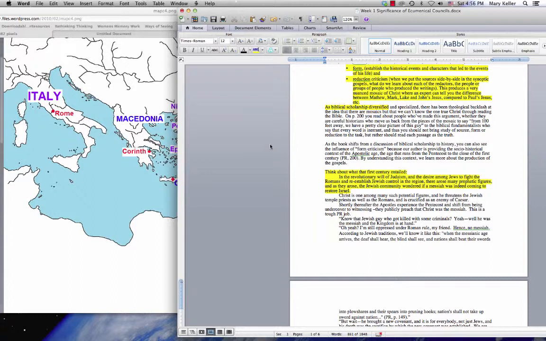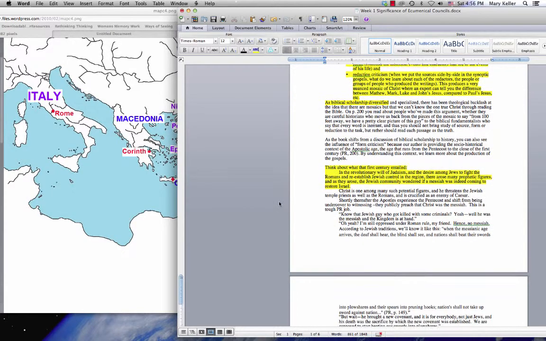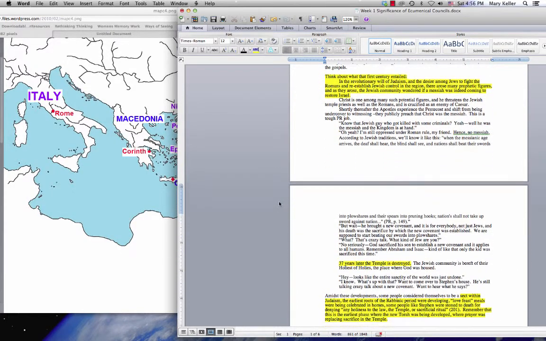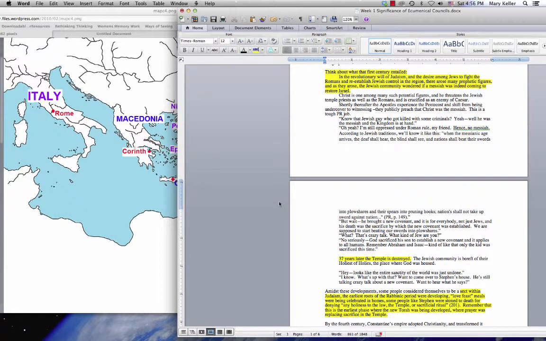question, because it's mundane, right? He's up there being killed with two other guys who are criminals. So there's a mundanity to it. And just to try to be a little bit humorous here, imagine in the confusion a dialogue where the first guy says, no, that Jewish guy who got killed with some criminals? Yeah, well, he was the Messiah and the kingdom is at hand. Right? Because the Messiah is not supposed to be killed. That would be very unmessianic of a Messiah. So in confusion, somebody's going to respond, well, I'm still oppressed under Roman rule. It's not looking Messiah-ish to me.